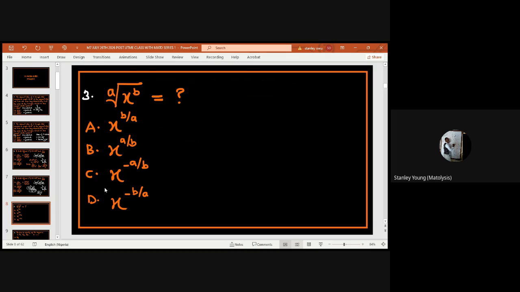Question 2. This is a problem on indices. According to the law of indices, when you have something like the a-th root of x raised to the power of b, that's what you have there.